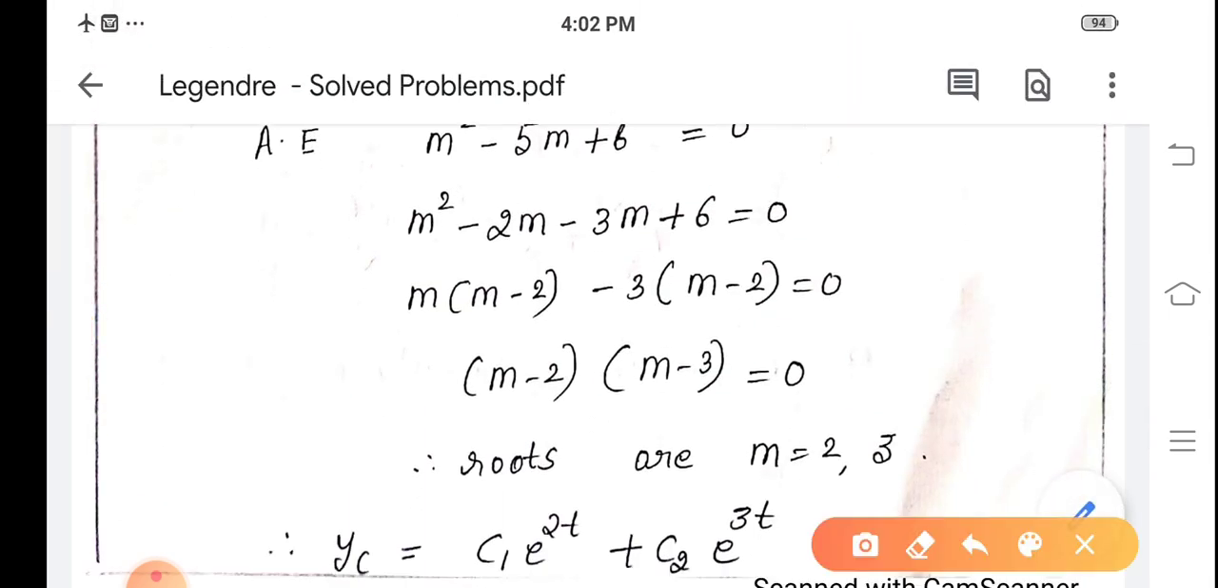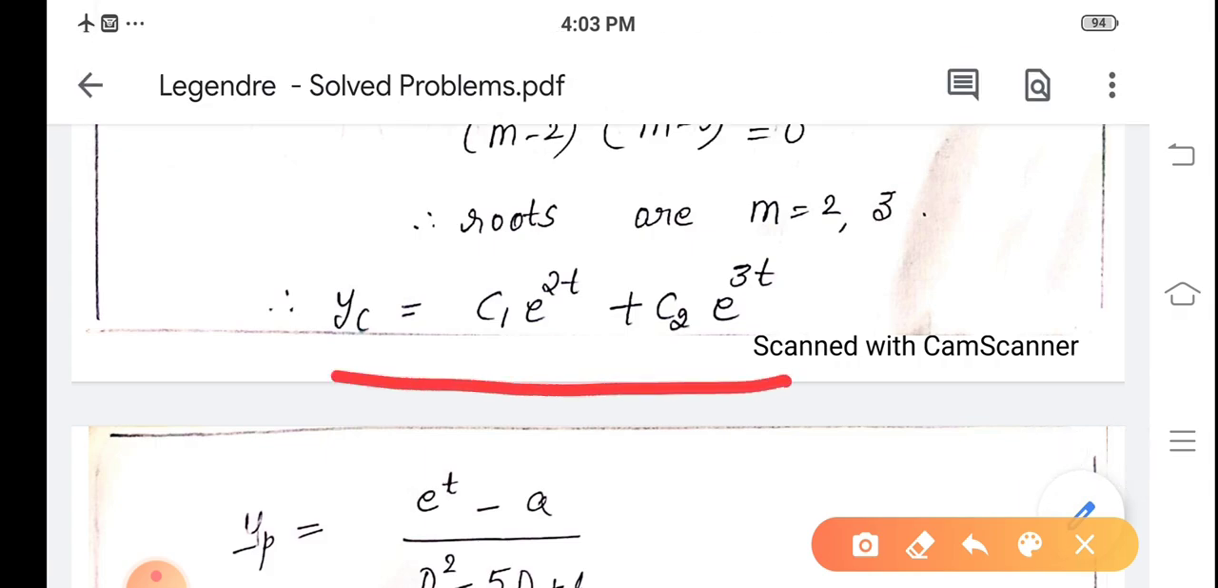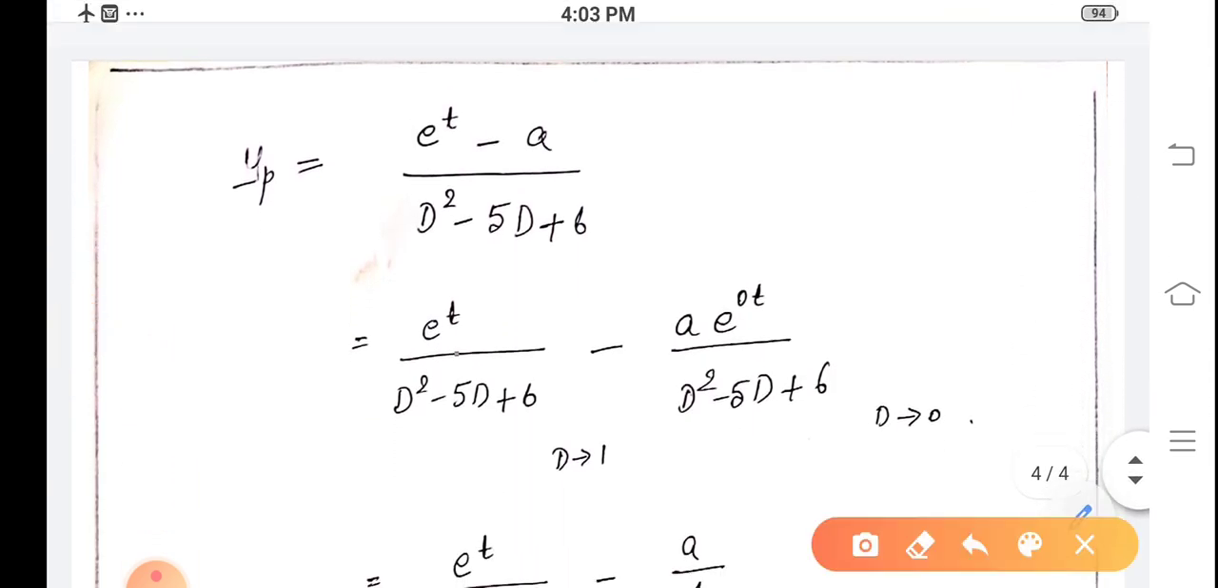Now we can find the roots by factorization method. We write it as m square minus 2m minus 3m plus 6 equal to 0. Or that will be m into (m minus 2) minus 3 into (m minus 2) equal to 0. So we are getting factors as (m minus 2) into (m minus 3) equal to 0. Then the roots are m equal to 2 and 3. So here we will get distinct roots. So we write the complementary solution as yc is equal to c1 e power 2t plus c2 into e power 3t.